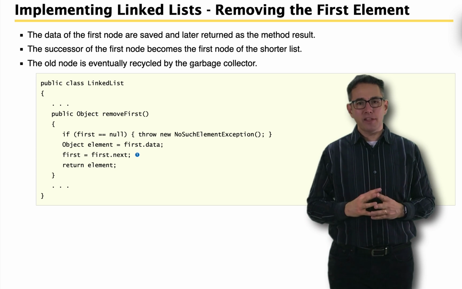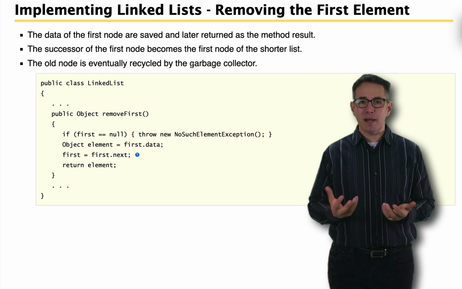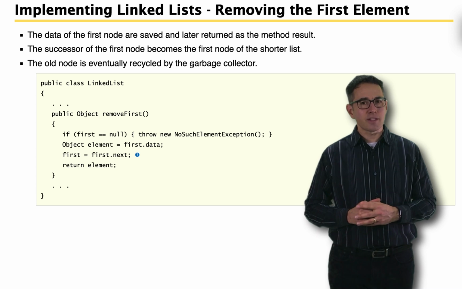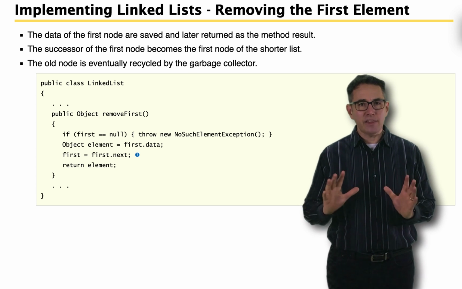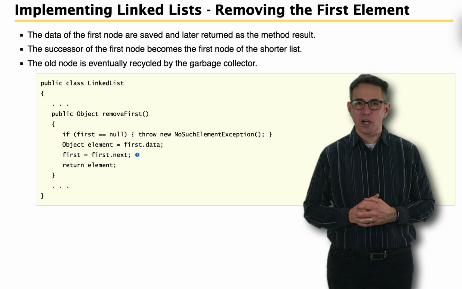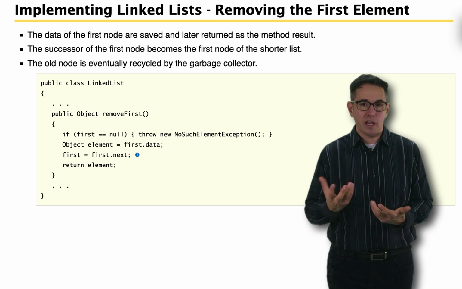So if we look at this method called remove first, a method that a user of our linked list class is expected to call, we're first going to just check that error condition. We're going to make sure that there's something in our linked list. If there's nothing in our linked list and someone calls remove first, then first will be equal to null and we'll throw an exception. You can't remove the first element if there is no first element.